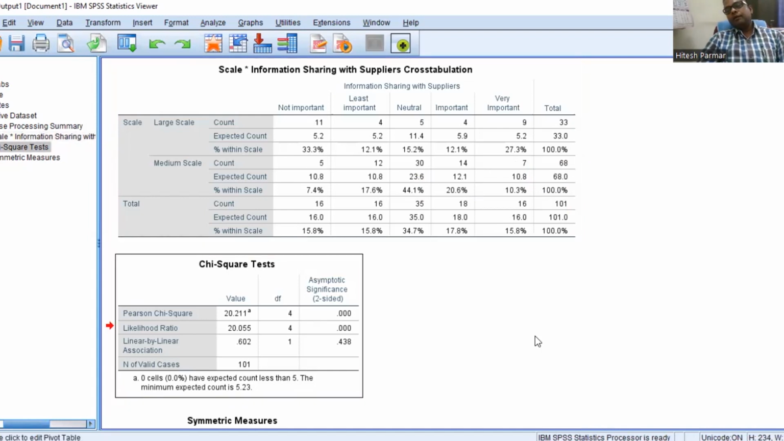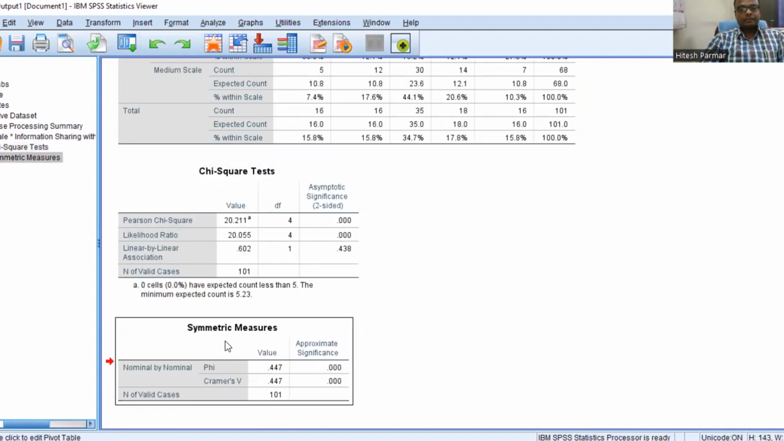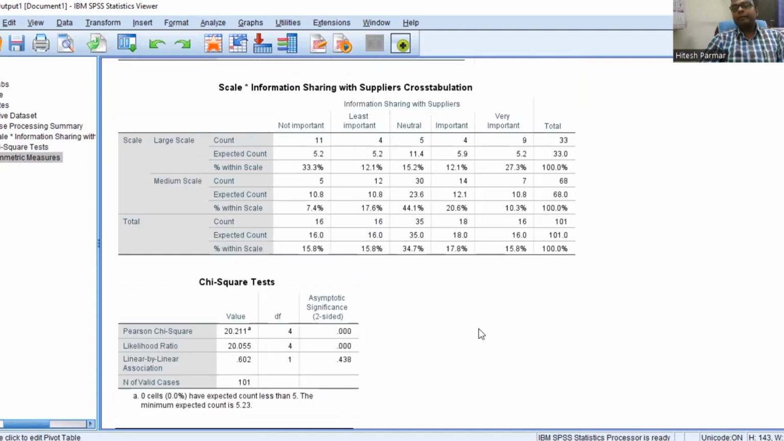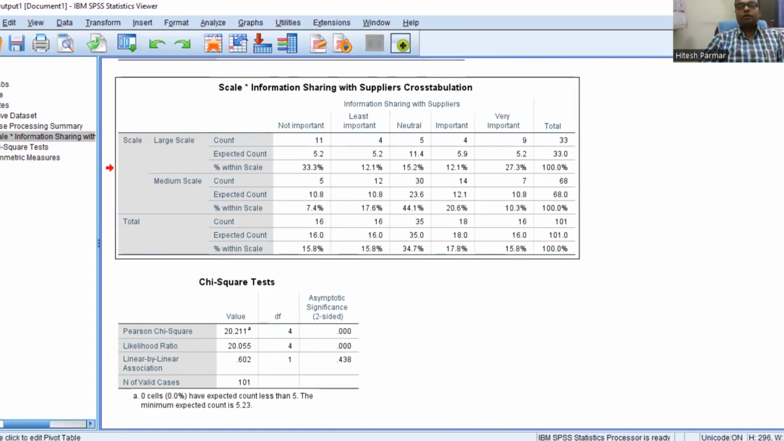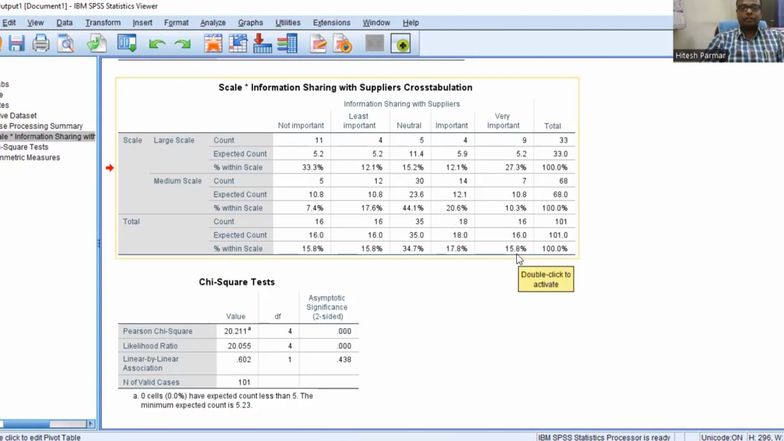Now, as the p-value is suggesting that you need to reject the null hypothesis, there is an association. So the next question is, what is the strength of association? For the strength of association, we can see the symmetric measures, the phi and Cramer's V. Which one will be applicable? Will it be the phi coefficient or Cramer's V? If you remember, phi is for 2 by 2 and Cramer's for more than 2 by 2. This is a 2 by 5 matrix, so we'll go for Cramer's.